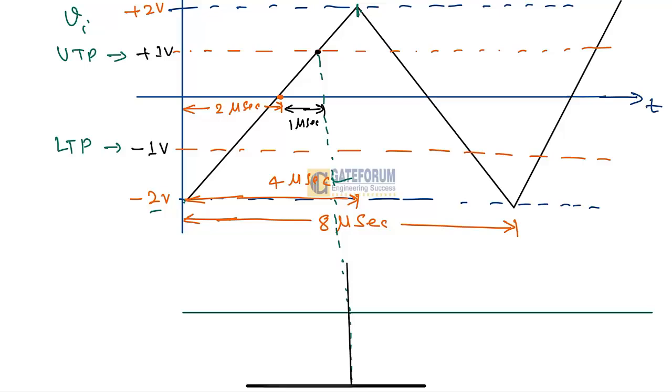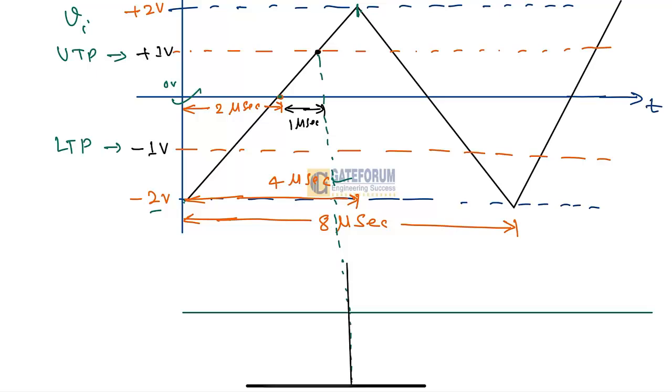So if you see, what is the time to cross this zero line? This is the 0 volt line, the line that I am showing here. The point where it crosses this is called the ZCD, zero crossing detector. So at how much time is this input crossing the zero line?